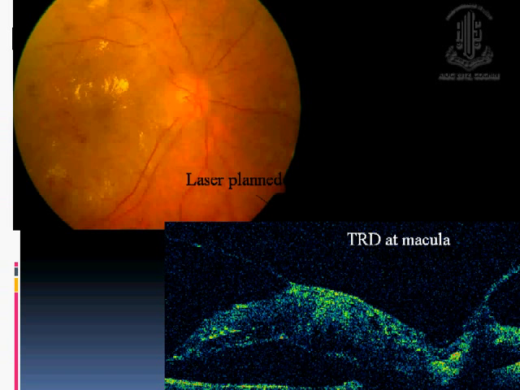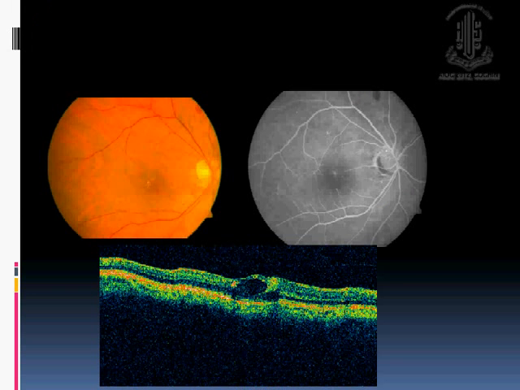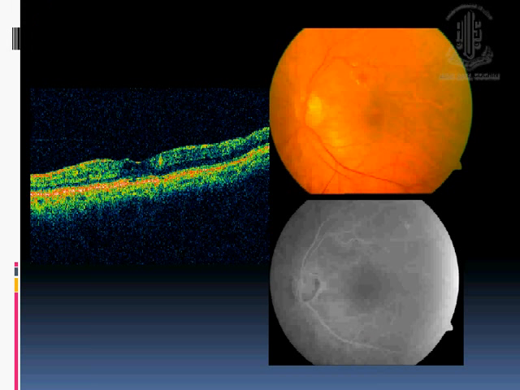Laser was planned, but you see on the OCT there is traction at the edge of the disc, and the traction is causing a serous detachment here. So this patient is not going to respond to laser but to surgery. Similarly, the leakage you can see at the fovea. So these few examples I'm just showing you are where the fluorescein and the color photograph may not give you too much clue, but the OCT gives you a clue.